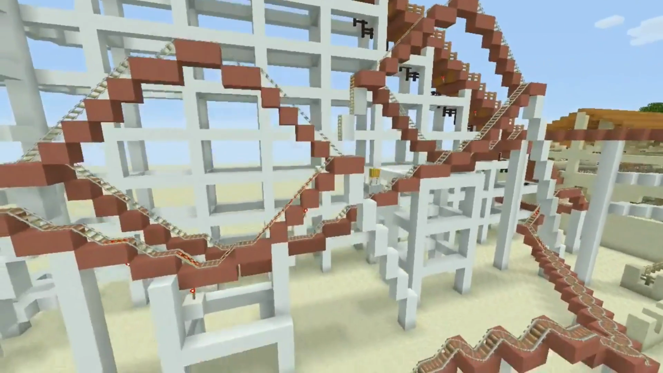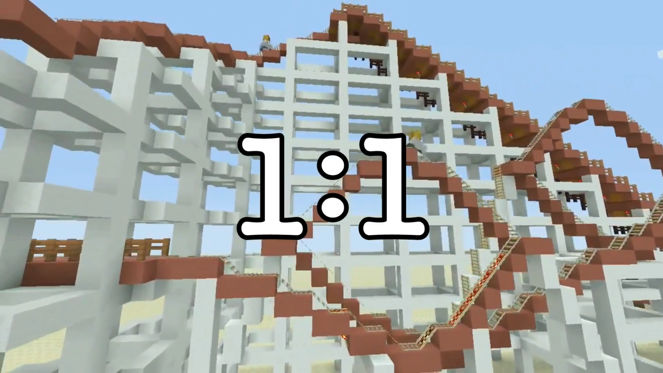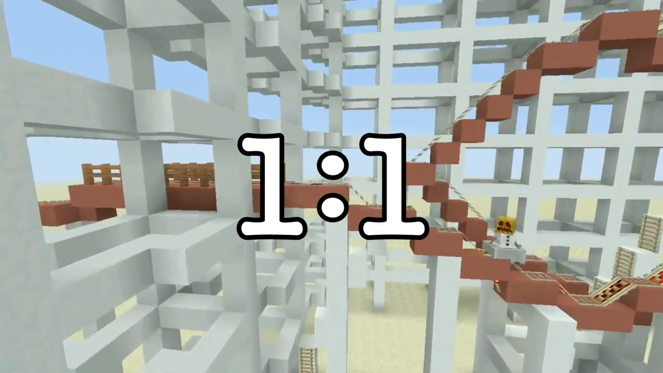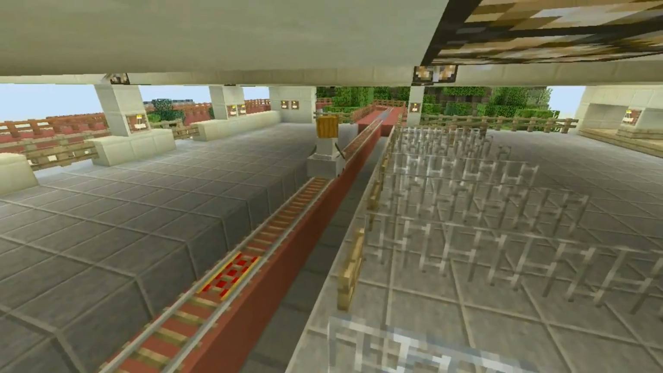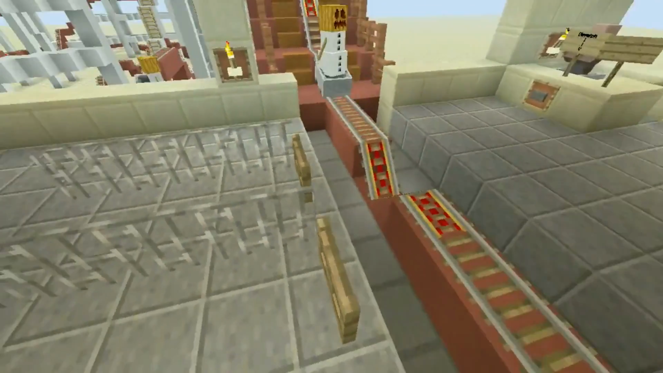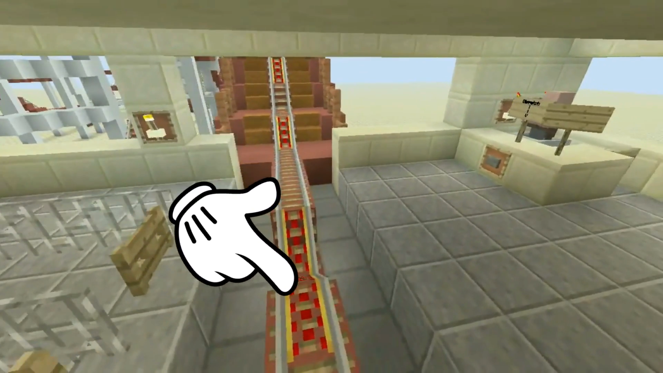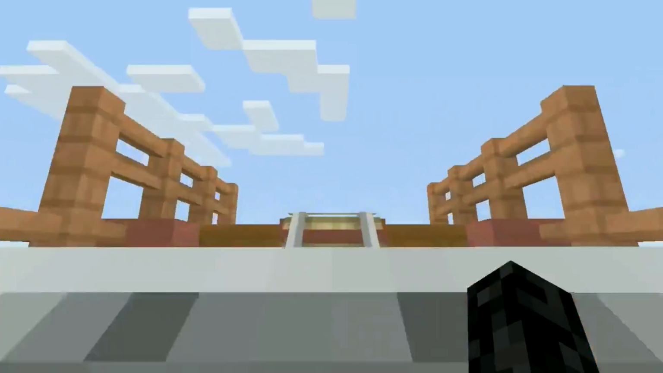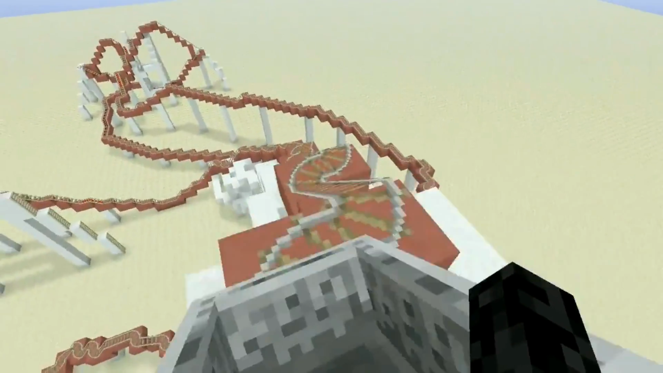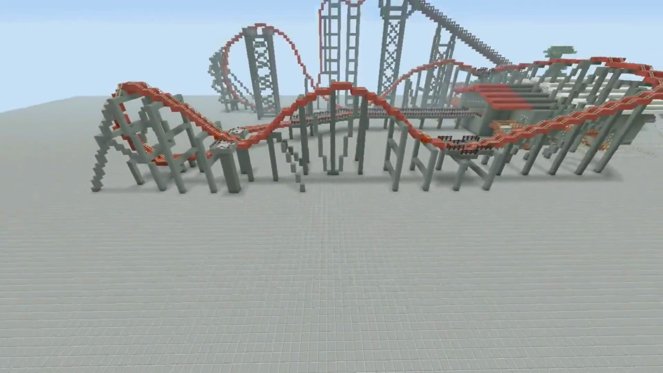The most common scale that is used is 1-1. The 1-1 scale is also the most basic. It simply consists of one block representing the entire size of the track. This means that the rails you place will represent the entire coaster track width and height. The 1-1 scale is mostly used on simple or basic roller coaster recreations that do not contain very many complex elements. The next scale is the 1-3 scale.